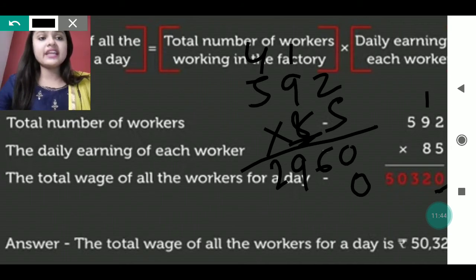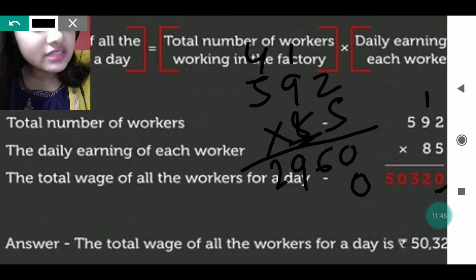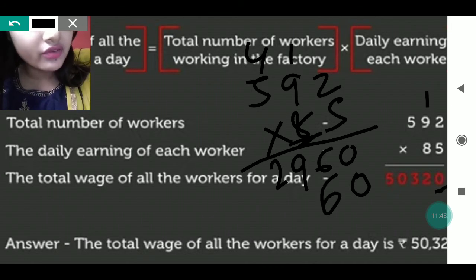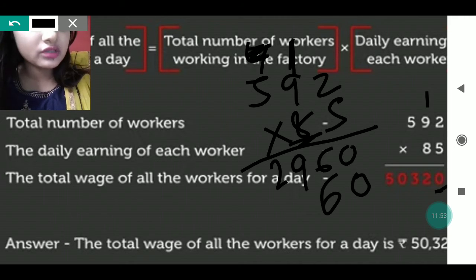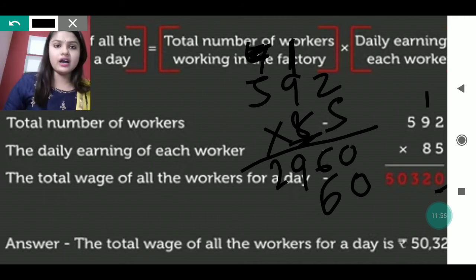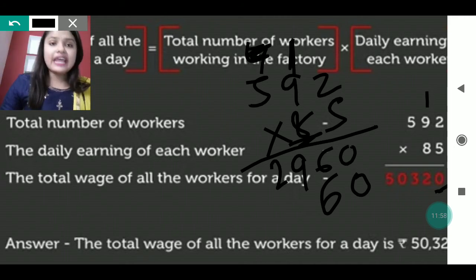8 ones are 8, 8 twos are 16. So 6 you will write down, 1 you will write up. Okay, 1 we will write up. This we have done, so let it be. Now we have to read the table of 8 9 times, or we can read the table of 9 8 times. Any one you will read, you will get the same. So I will read the table of 8 9 times.